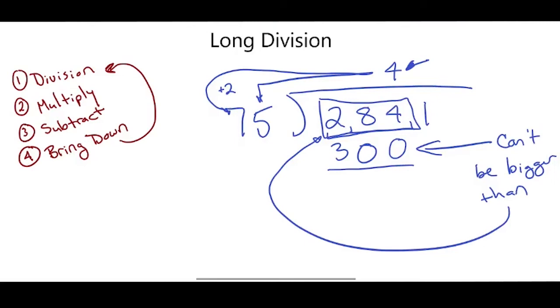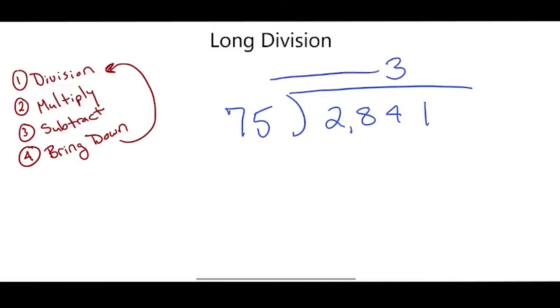So what that means is I need to make it less. So I'm going to try 3. So now I multiply. 3 times 5 is 15. So the 5 goes there. The 1 goes there. And then I do 7 times 3, or 3 times 7, which is 21. Plus 1, 21 plus 1 is 22. Well, this is smaller. So 225 is smaller than 284. So that's good. So I did my division. I did my multiplication. Now it's time to subtract.